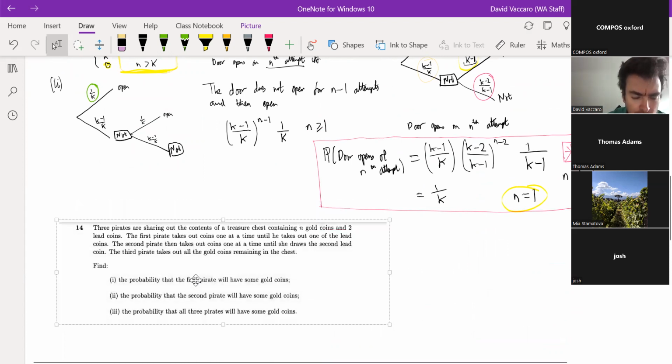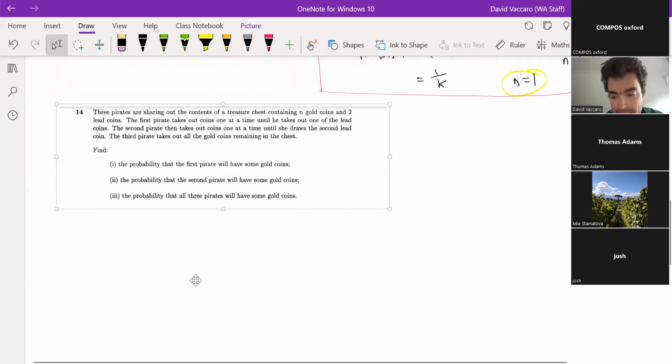Actually, I've got an idea for what I might do as a little bit of a finale if you don't have any suggestions of COMPOS questions.